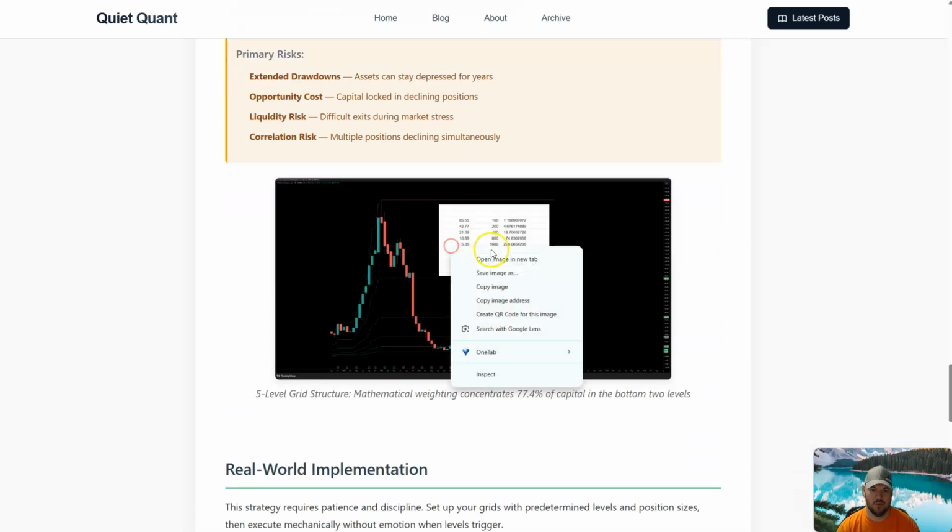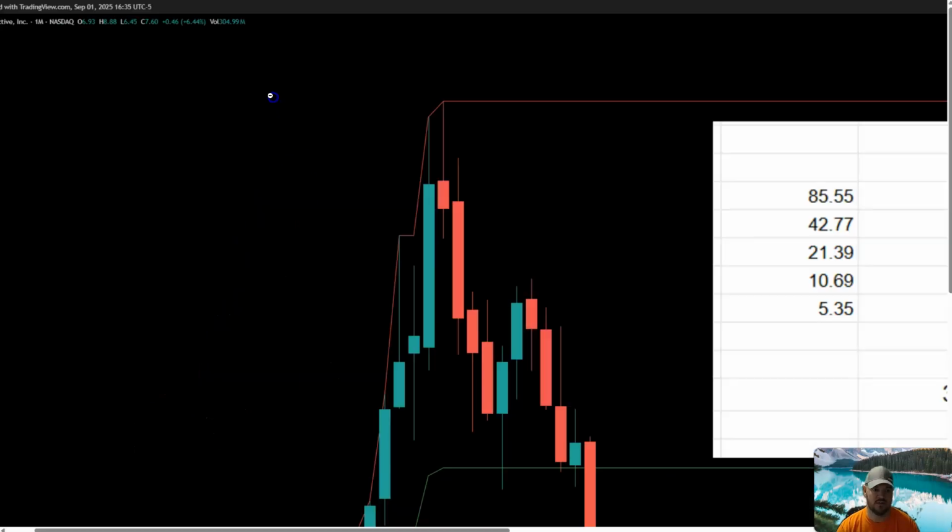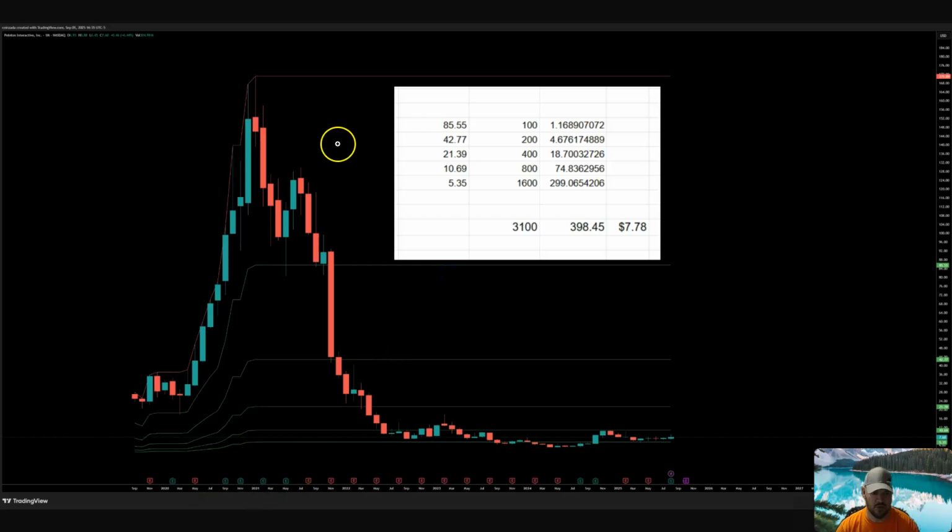And then here's an example on that chart. So we'll open this up and zoom in. So you can see this was that stock. Again, this was back in, I think, 2021 or 2020 during the pandemic, right? Peaked up around $171.